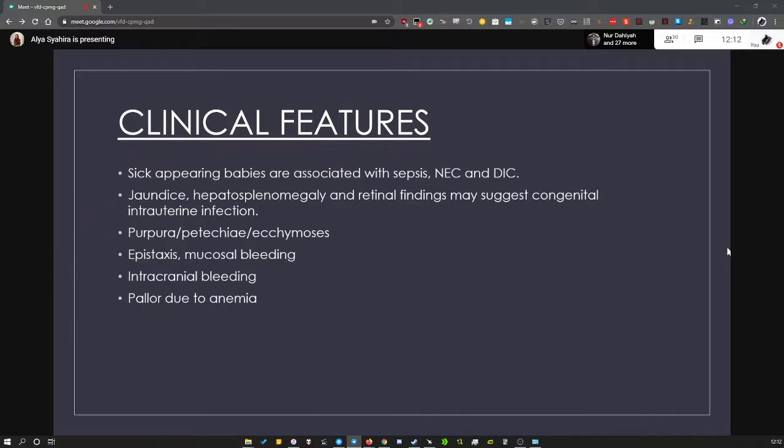And then in severe cases, if the baby has spontaneous bleeding, the baby might also present with epistaxis or mucosal bleeding. We also need to look for any signs and symptoms of intracranial bleeding, like vomiting, seizure, lethargy, confusion, or extreme irritability in the infant. And if the baby develops anemia complicated from the bleeding, the baby might appear pale.